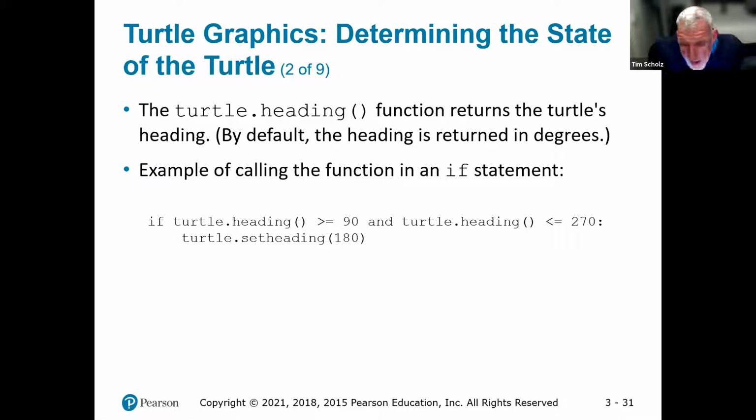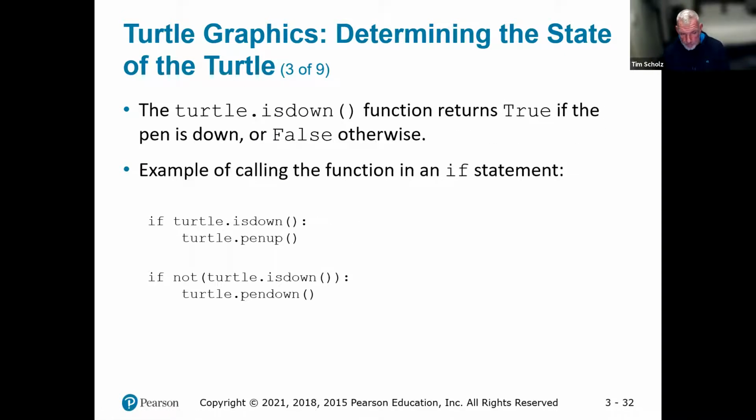And again, looking at it, we may see more advanced things like turtle.heading, but you still look and say, hey, if the value of heading is greater than or equal to 90, and the value of heading is less than or equal to 270, again, we're checking if it's between this range, we need to reset the heading to this. So again, it's using our Boolean operators to set the state of this turtle.